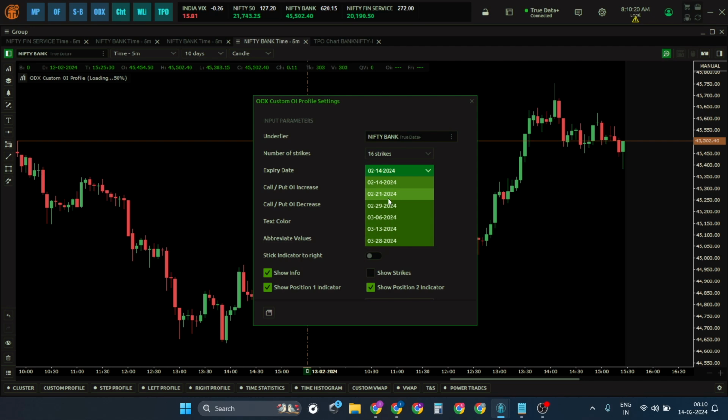No need to worry, even if you want to switch, but as of now, as I said, I will personally use the current expiry only. So that's the reason I will not play with this option.